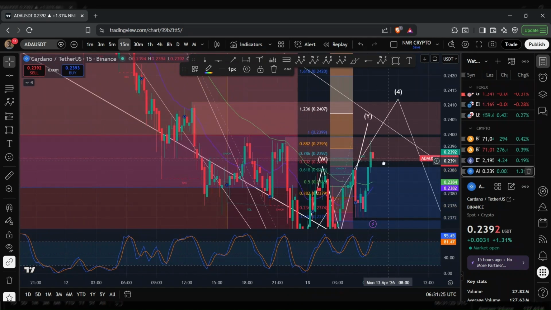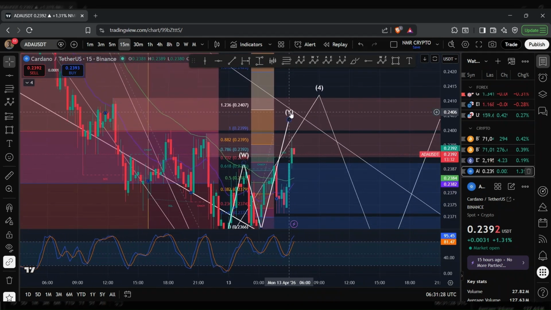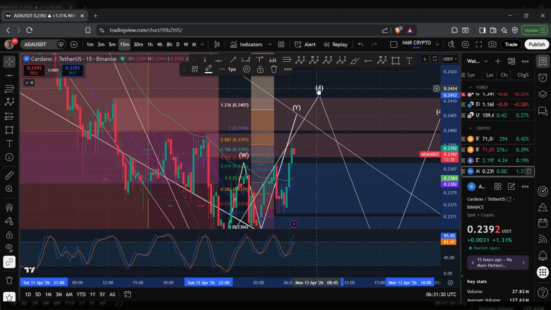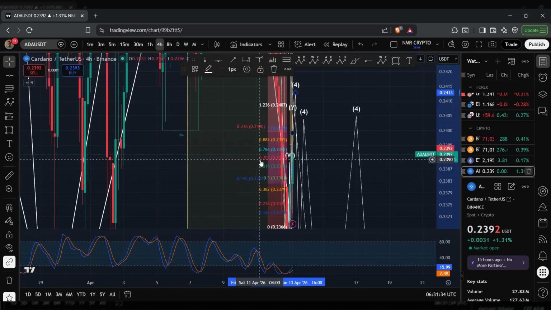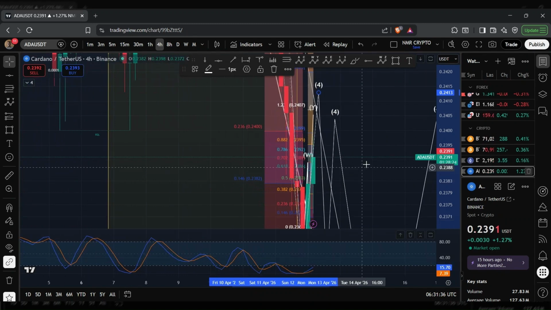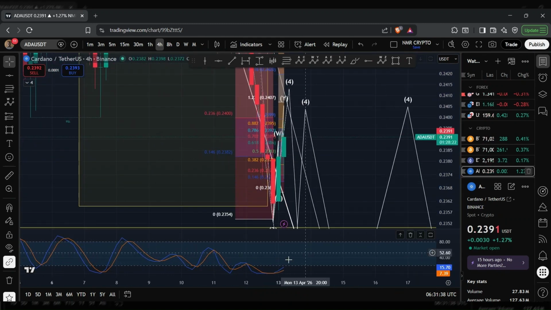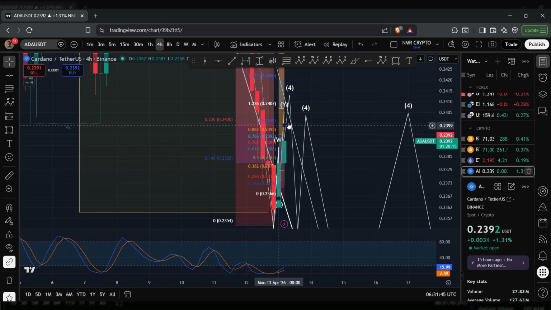And so I will be on the lookout for the Y wave to fall within this range to form the wave 4. And that could also fall in line with what's taking place on the stochastic RSI on a 4-hour chart, given the fact that we are within the oversold region. And so we could see the bulls regain control of the market and drive the price of ADA up towards that range.